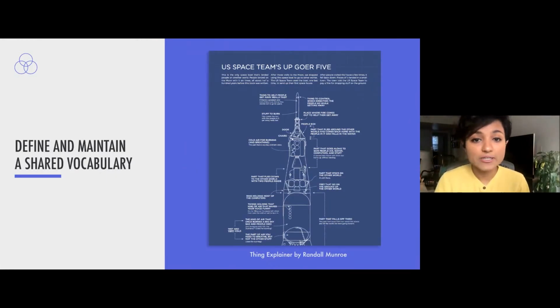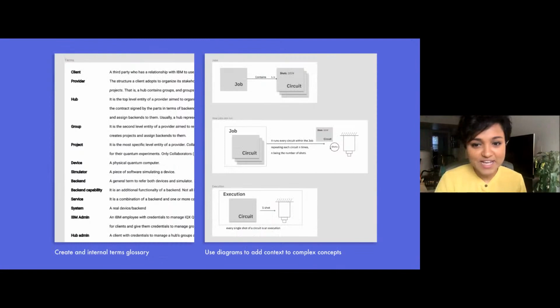Oftentimes, we use complicated, cooked-up terms and corporate jargon when we speak about our products. Make sure you identify these and define them. And as much as you can, keep reusing the words other team members use so you can go beyond trying to understand each other and get onto the same page much faster. I love this Thing Explainer diagram by Randall Munroe. It just shows that even a rocket can be described in the most simple and easily defined terms. Here's an example of how Jules documents her terminology and definitions in her Figma files.